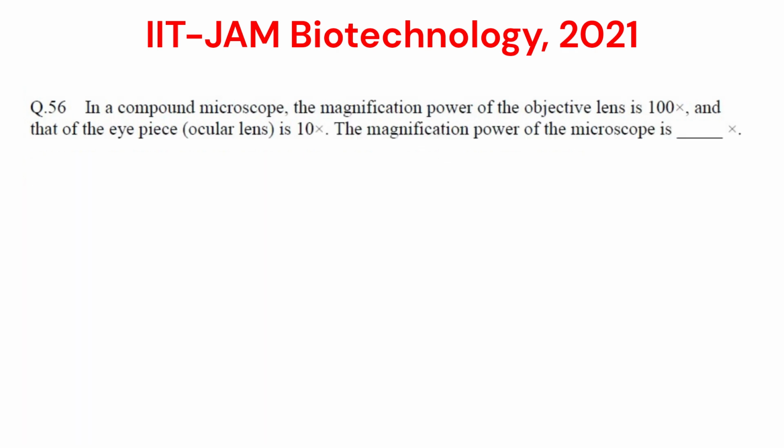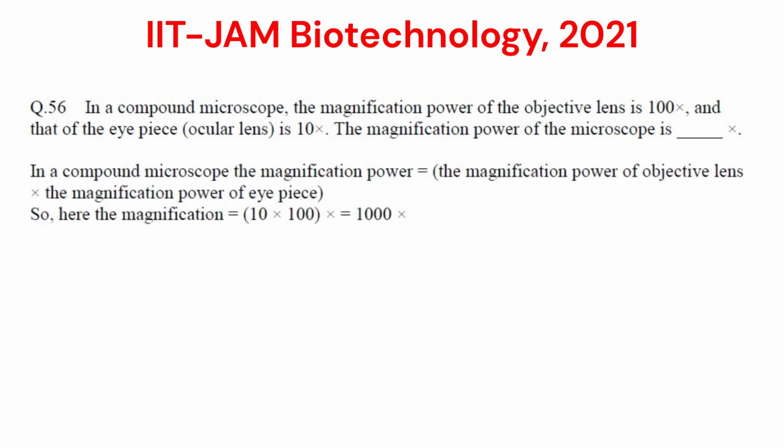In a compound microscope, the magnification powers of the objective lens and eyepiece are provided. You have to calculate the total magnification power. We know that the total magnification power is the magnification power of the objective lens multiplied by the magnification power of the eyepiece, and here it is 1000x.